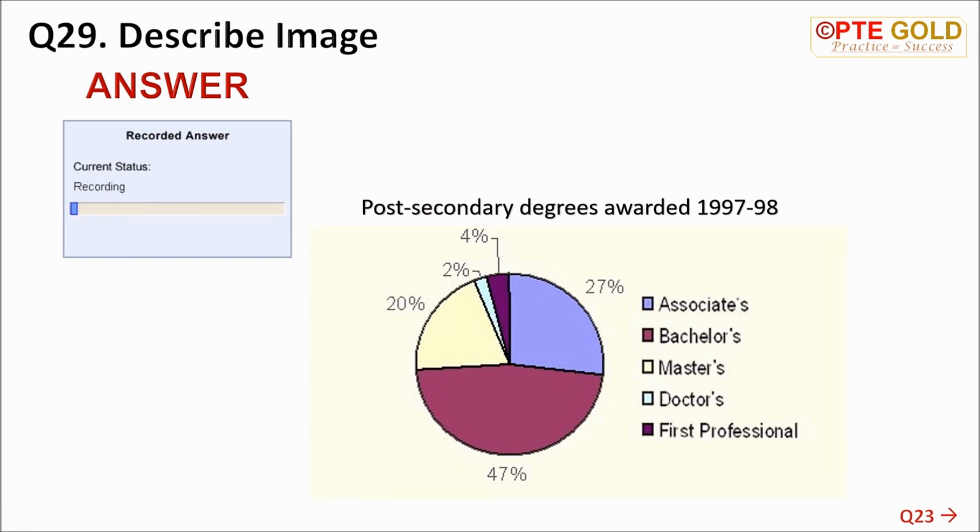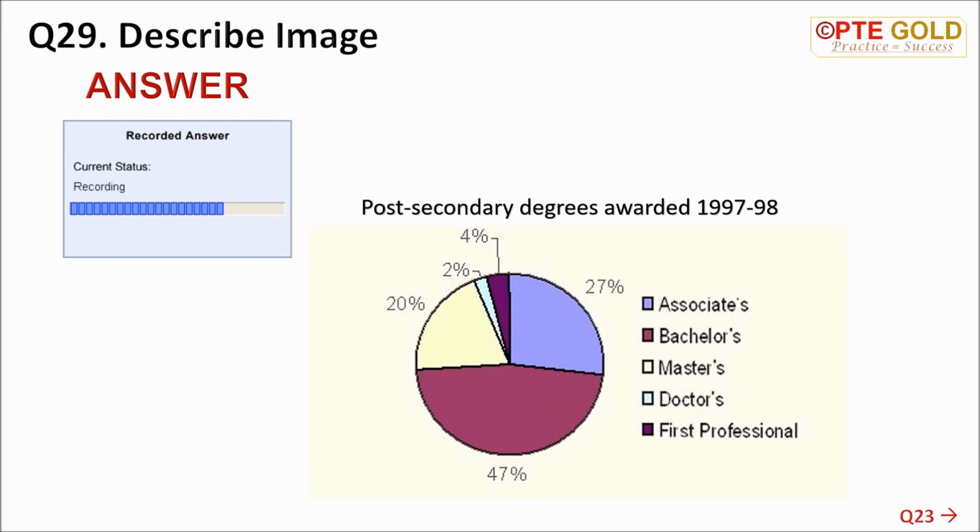The pie chart represents the proportion of post-secondary degrees awarded during year 1997 and 98. The highest degrees were awarded for first professionals at 47%. It was followed by associate's degrees at 27%. 20% degrees were awarded for students who completed masters, while smallest proportion was for bachelor's and doctoral degree programs.